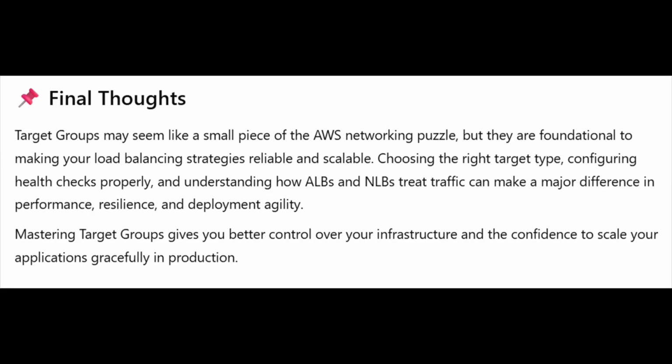Final thoughts. Target groups may seem like a small piece of the AWS networking puzzle, but they are foundational to making your load balancing strategies reliable and scalable. Choosing the right target type, configuring health checks properly, and understanding how ALBs and NLBs treat traffic can make a major difference in performance, resilience, and deployment agility. Mastering target groups gives you better control over your infrastructure and the confidence to scale your applications gracefully in production.